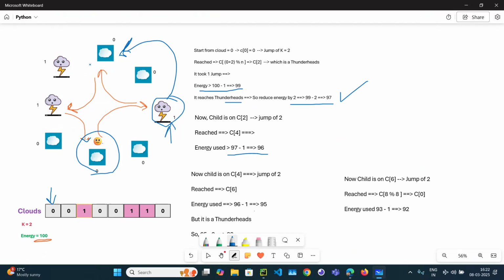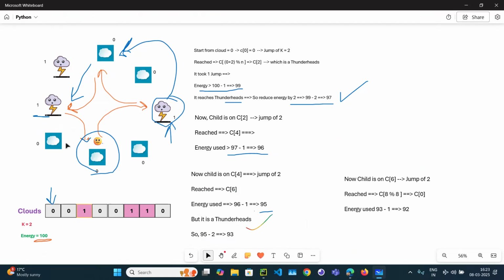Then again 2 more jumps, so now it will reach here. 4 plus 2 is 6, so it will reach here. Basically the index: this is the fourth index, this is the sixth index. So we have the energy 96. Because it takes one jump, 96 minus 1 is 95. But it is a thunderhead, so we are going to reduce 2 more, so it will become 93.